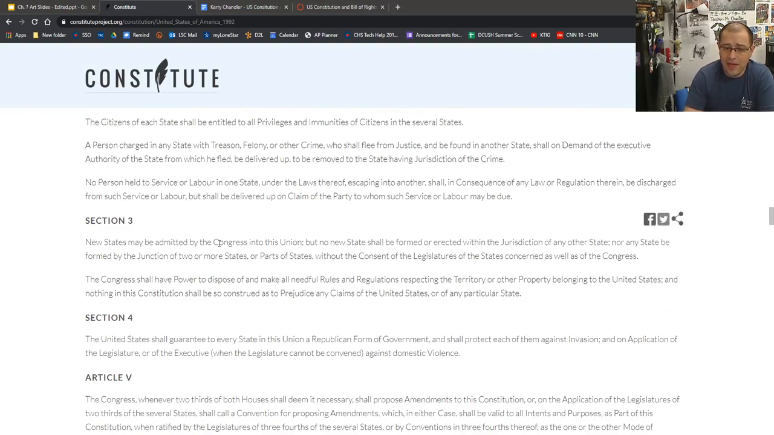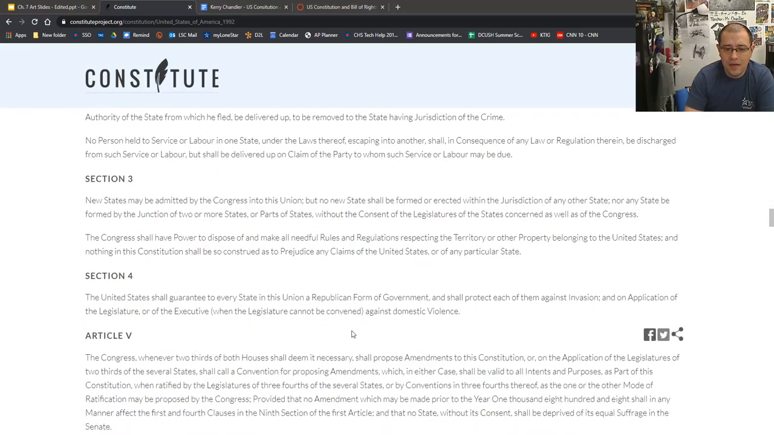And then Article 4, Section 3, explains how states, well, it doesn't explain it very clearly, but says how states are added, and specifically that you can't secede from your own state and start a new state, basically. We also have in here that every state has to be a republic, and that the United States will protect every state from foreign invasion, and also protect every state from domestic violence.